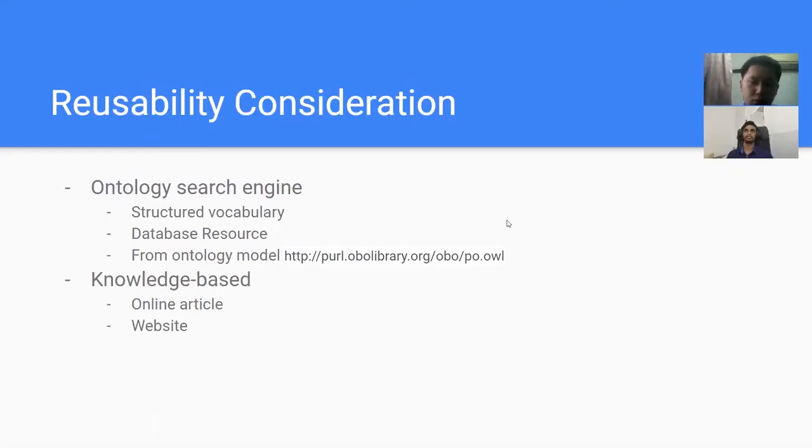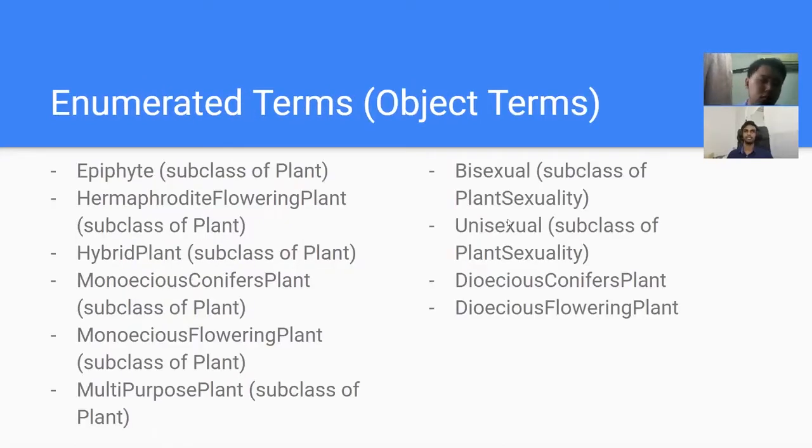Now I'm going to explain some enumerated terms of object and property. These are some of the enumerated terms of object design for our ontology. Epiphyte is a subclass of plant which is used to describe a plant that grows upon another plant or object merely for physical support. We use this term in our ontology to describe plants that have a relationship with another plant.